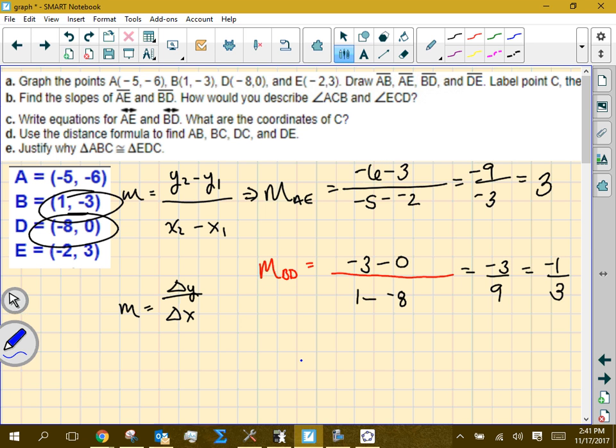Somebody could have said 0 minus negative 3. So they could have said, we're going to actually travel and find the slope from D to B. So 0 minus negative 3, and then negative 8 minus 1. Well, what's 0 minus a negative 3? Positive 3, right? Negative 8 minus 1 is negative 9. Does that still reduce to negative 1/3? Yeah. Okay. Basically, what happens is you reverse the top, and you reverse the bottom. It just takes the negative sign and puts it in the bottom instead of the top.